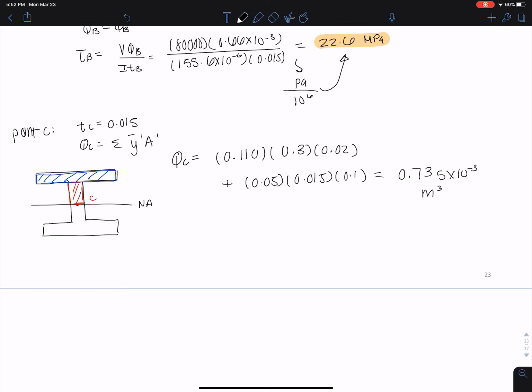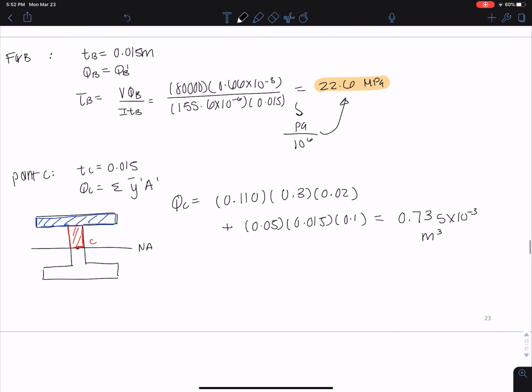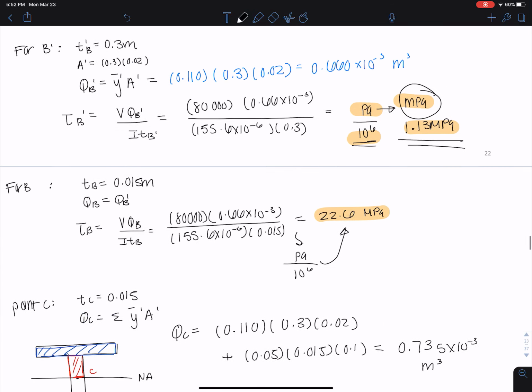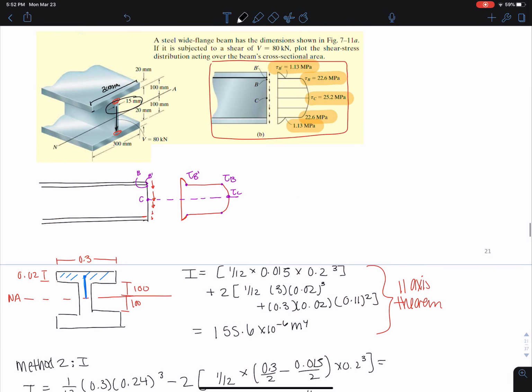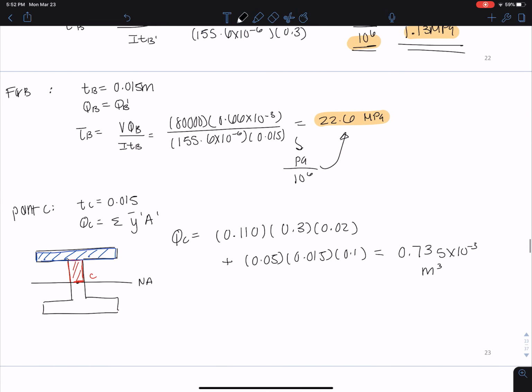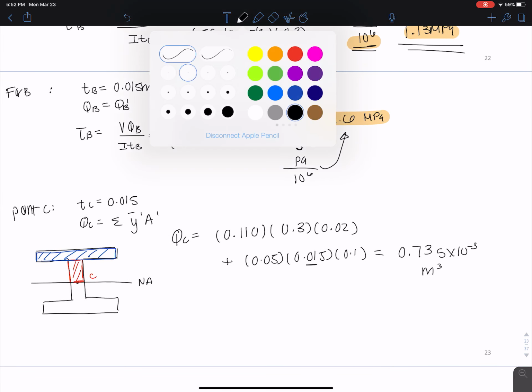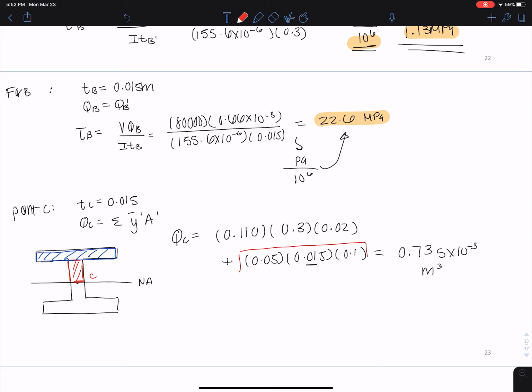Okay, so let's go through this. Here, area 1 we'll say is the red section. The area of the red section is going to be 15 millimeters times 100, times 0.05, the distance from the center of this to the neutral axis. The whole distance was 100, so 100 divided by 2 is 50, which is 0.05.